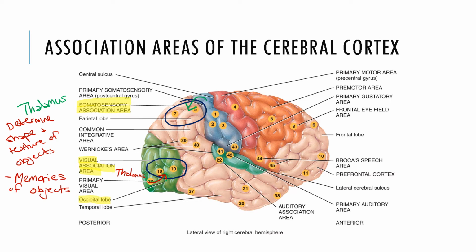So now we have what we call the facial recognition area. It's not specifically labeled here, but I'll put it down here. So this is going to be this whole area, 21, 20, 37, consider this all the facial recognition area. This is in the inferior temporal lobe, and it receives impulses from the visual association area. So we're going to get impulses from here to over here. This area is going to store information about faces, and it allows you to recognize people by their faces.